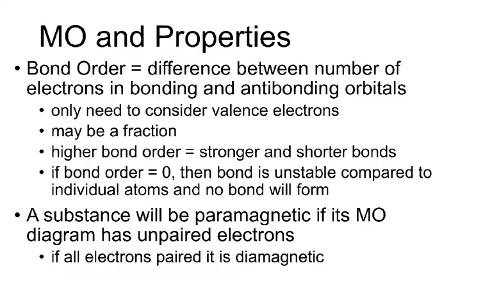We can predict bond order by taking the difference between the number of electrons in bonding and antibonding orbitals. We only need to think about valence electrons, and this could be a fraction. The higher the bond order, the stronger and the shorter the bond. If bond order is 0 or less, then the bond is unstable compared to the individual atoms and a bond won't form. Also, if we have these molecular orbitals, we can learn about a substance being paramagnetic. If we end up with unpaired electrons in a molecular orbital, then the substance is paramagnetic. If all the electrons are paired up, it's diamagnetic.